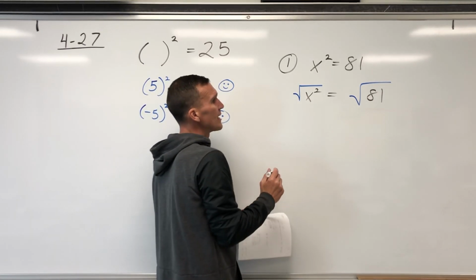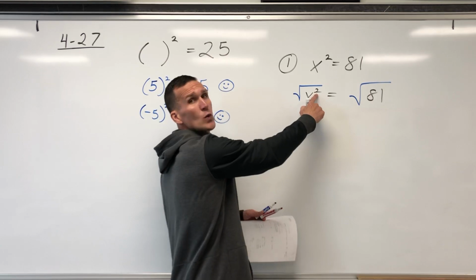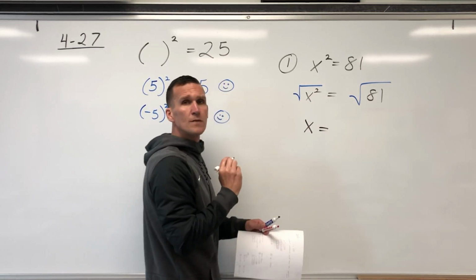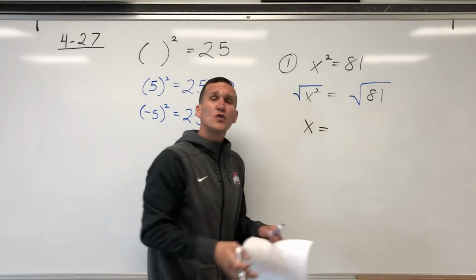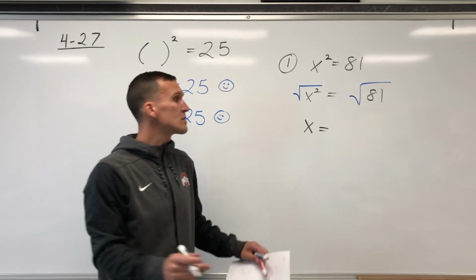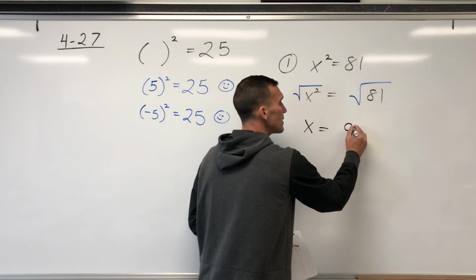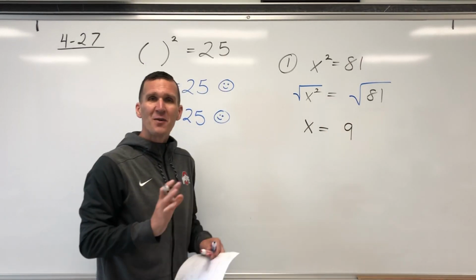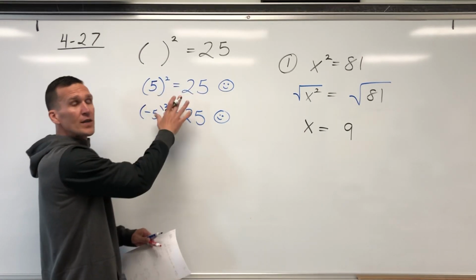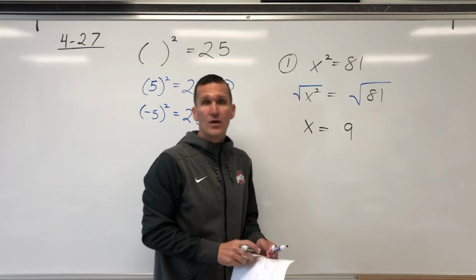On the left side, the square root and the squared cancel. You would have x equals. And on the right side, when you do the square root of 81 in your calculator, you get a perfect answer, 9. It means it's no longer a radical, but that's only a partial answer. Just like here, 5 wasn't the only answer, 9 is not the only answer.